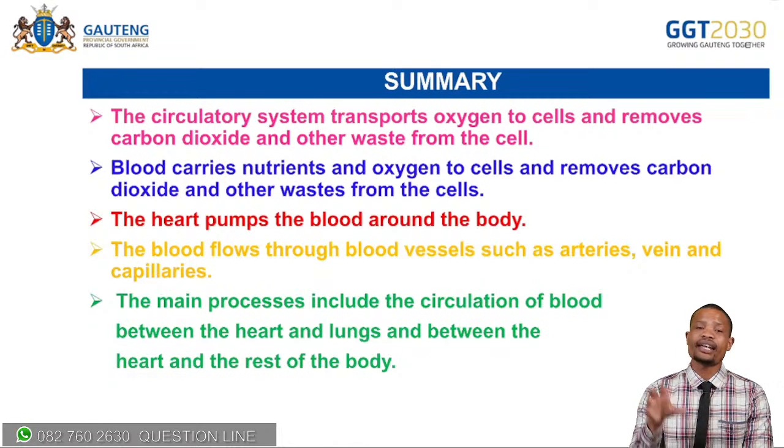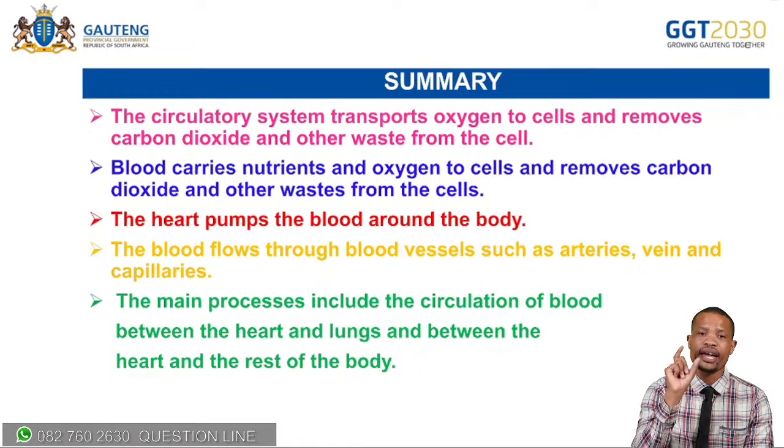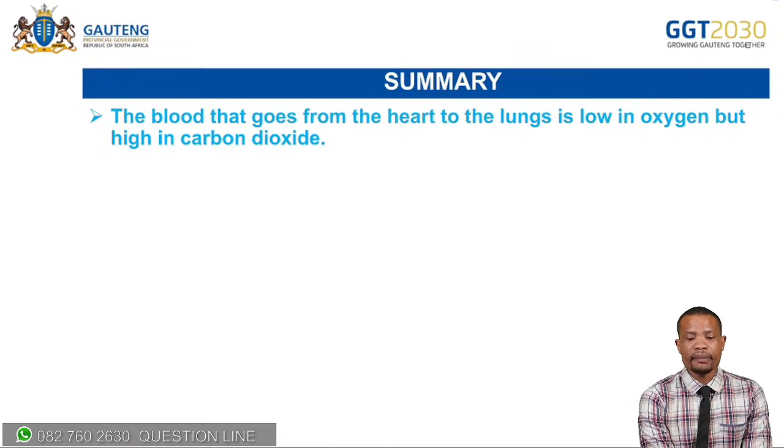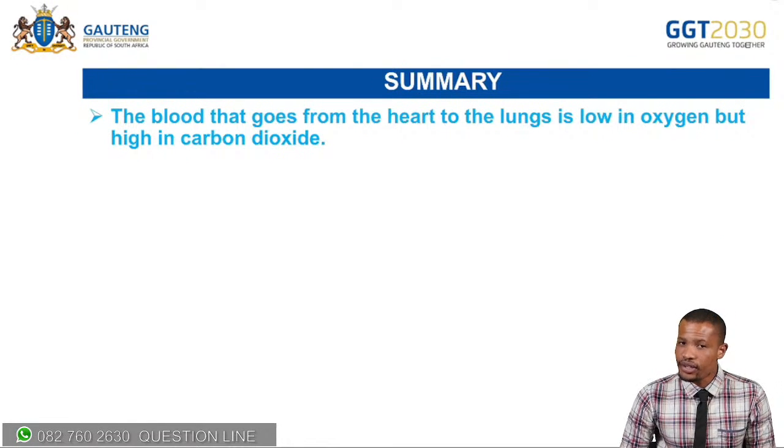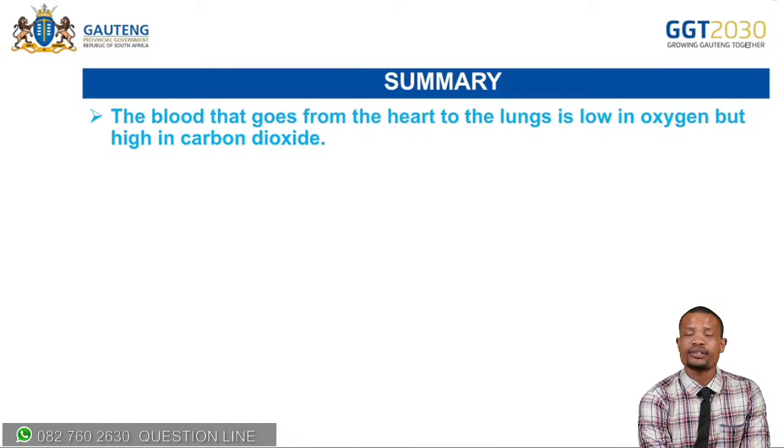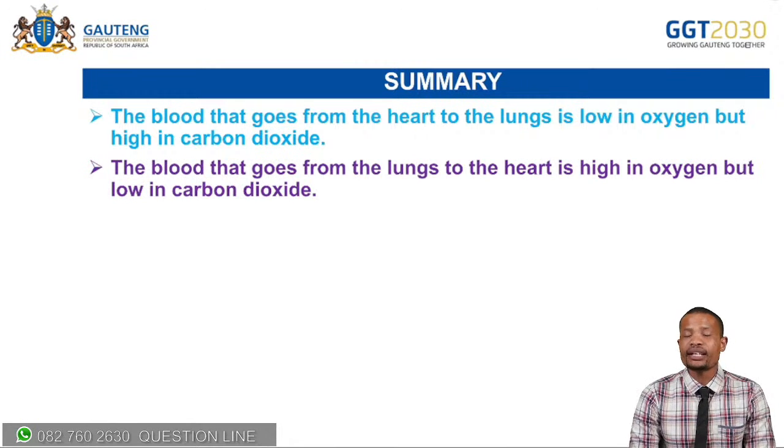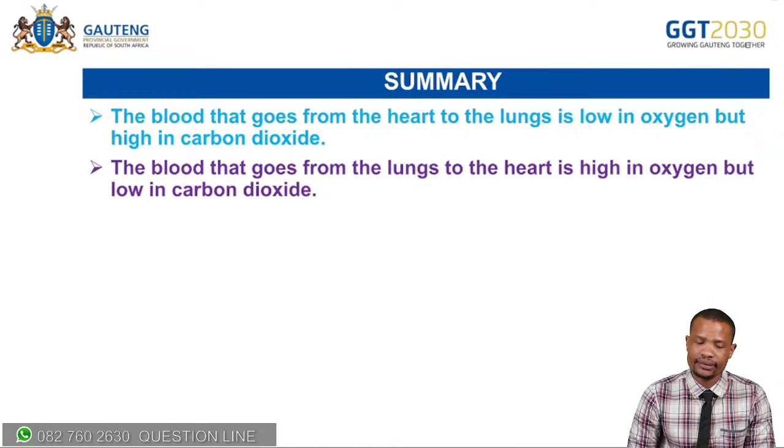Then again, another pathway is when it flows between the heart and the rest of the body. So the first one is between the heart and the lungs for oxygenation, and the second one is between the heart and the rest of the body for pressure and kinetic energy. The blood that goes from the heart to the lungs is low in oxygen but high in carbon dioxide, hence we call it deoxygenated. The blood that goes from the lungs to the heart is high in oxygen but low in carbon dioxide, hence we refer to it as oxygenated blood.